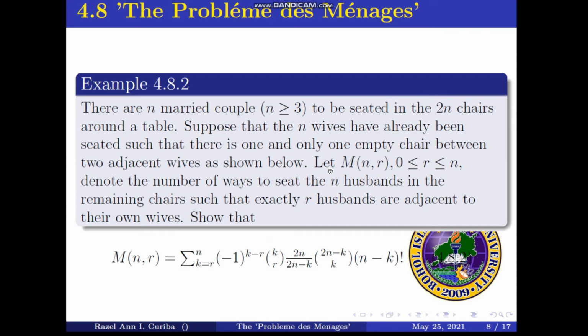So we let m(n, r), where r is greater than or equal to 0 but less than or equal to n, denote the number of ways to seat the n husbands in the remaining chairs such that exactly r husbands are adjacent to their own wives. Show that we have this equation.